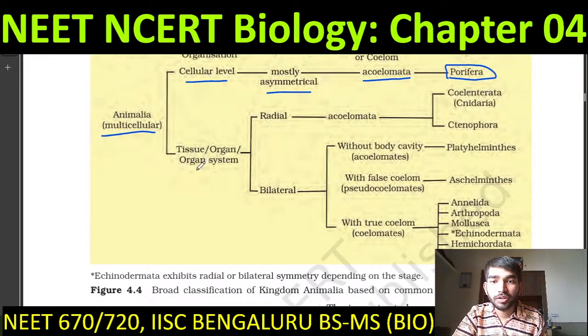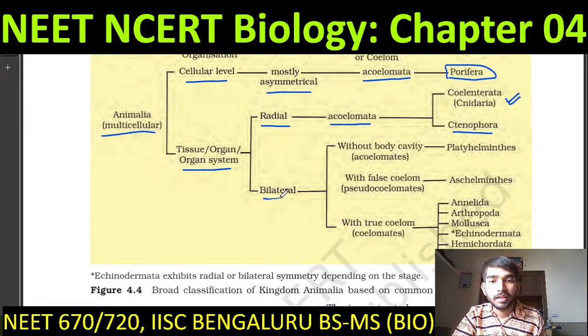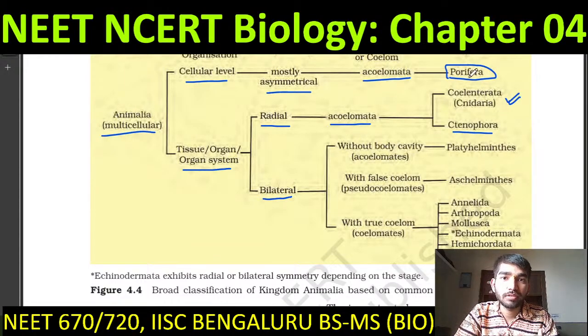Next, coming to the tissue or organ system level of organization, here they can be radially symmetrical, which is again acoelomate, because again there is diploblastic nature seen here. So this can be coelenterates or cnidarians or ctenophora. This also has radial symmetry. These are like the initial, primitive organisms. One more thing, coelenterates: I gave you the example of Hydra, which has mesoglea present, which is an undifferentiated mass of cells, which also gives it the power to regenerate quickly.